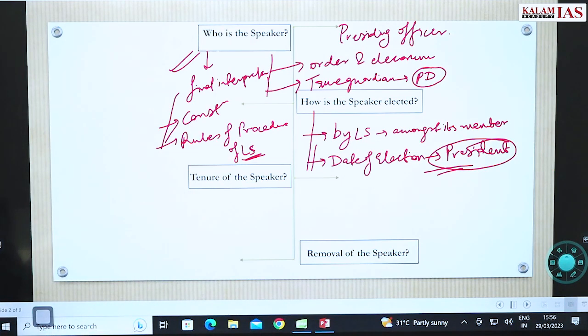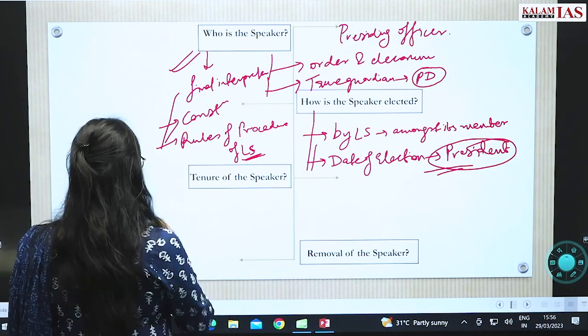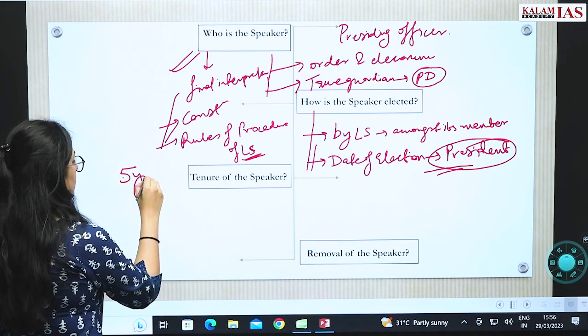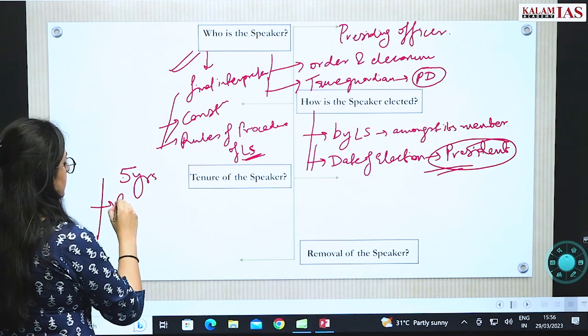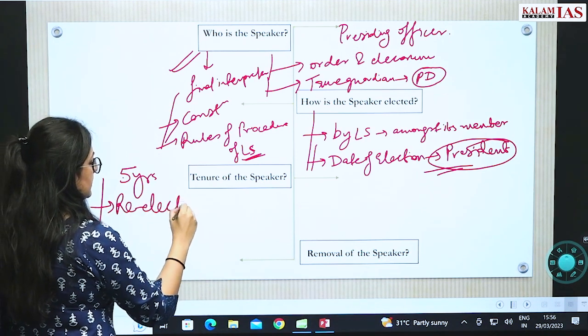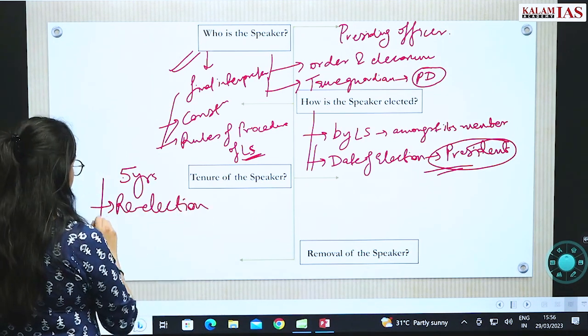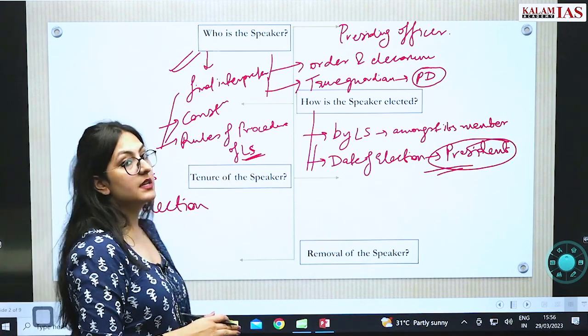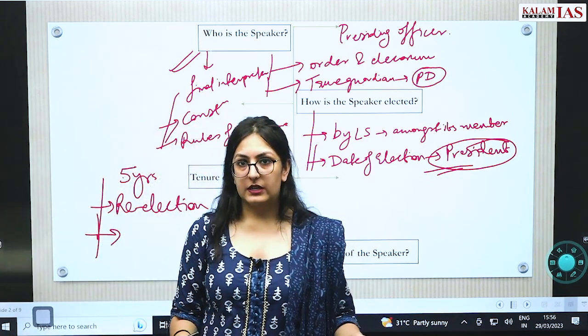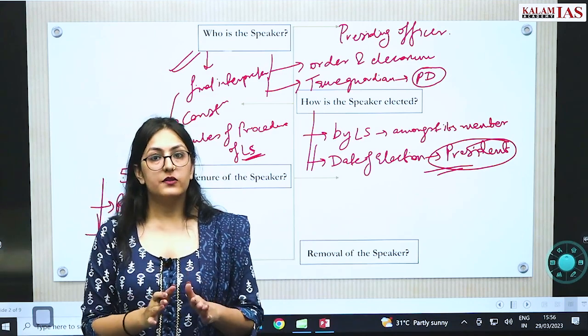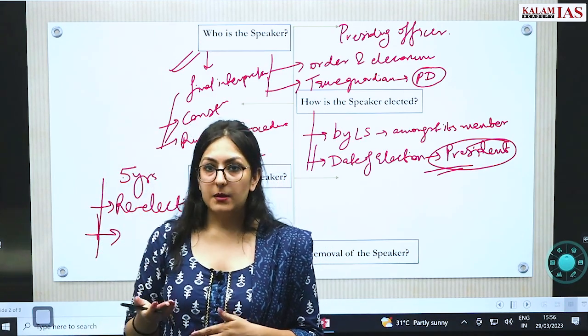Now, let's look at its tenure. He is in his office for 5 years, and also he is eligible for re-election. And you have to remember that whenever the Lok Sabha is dissolved, then Speaker does not vacate his office. He continues in the office till the newly elected Lok Sabha meets.